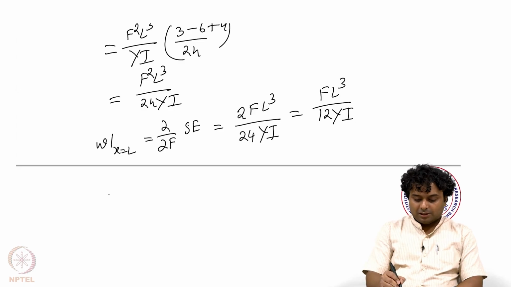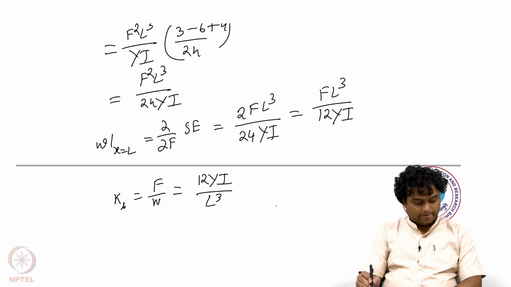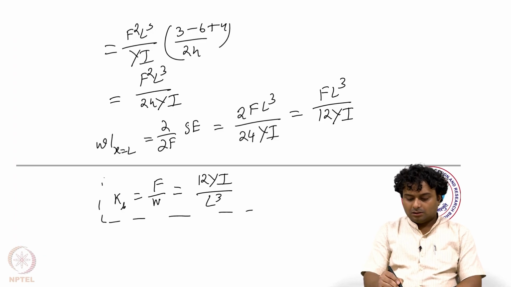So force by deflection, or the stiffness of this guided beam, let's call it KB, is equal to F by W equals 12YI divided by L cube. So this is one of the important relations.